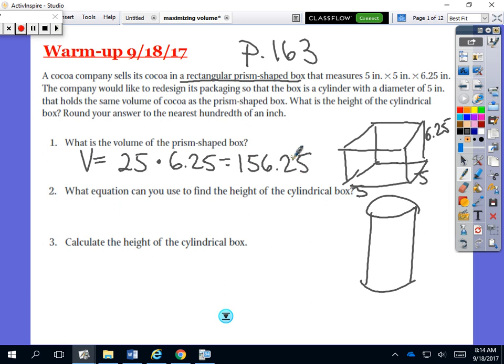What equation can we use to find the height of the cylindrical box? Well, we know we want a diameter of 5 inches. So what equation can I use to find the height of the cylinder? Well, we know the volume of the cylinder still has to be the same, so it has to be 156.25 cubic inches. And we know the volume of a cylinder is the area of the base, which would be pi r squared. So half of 5 is 2.5. 2.5 squared times pi.